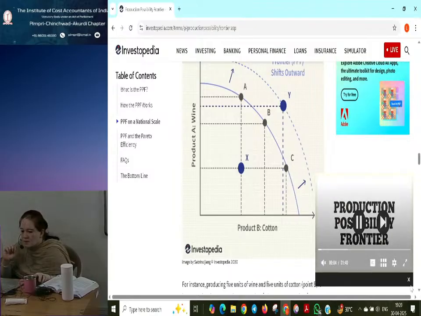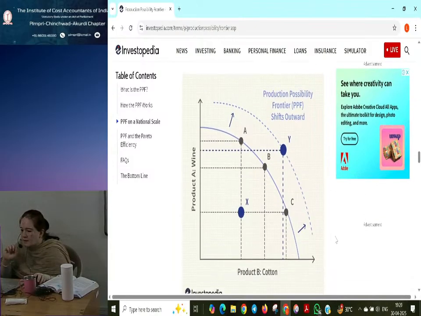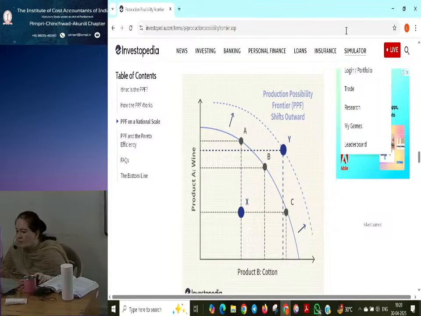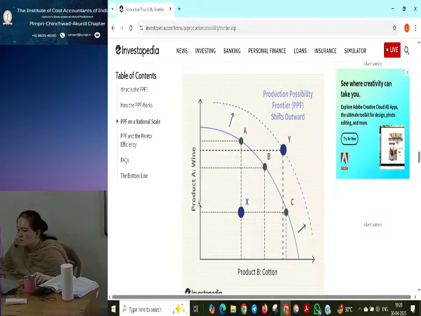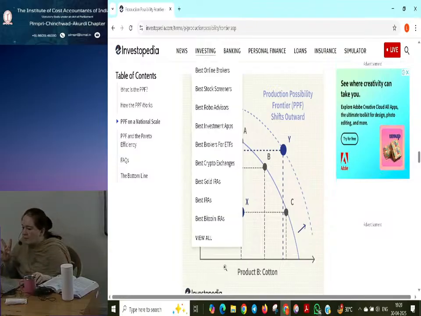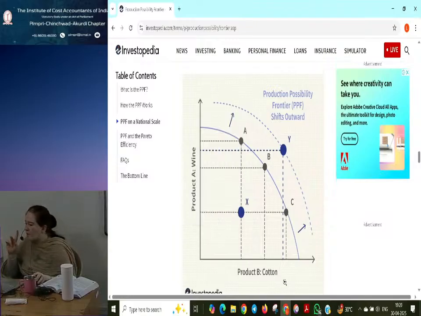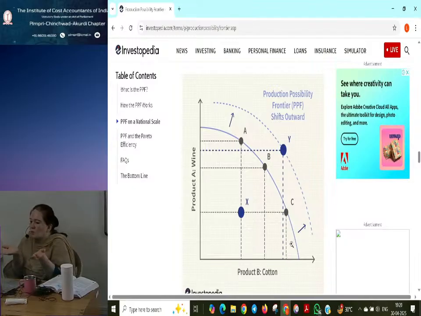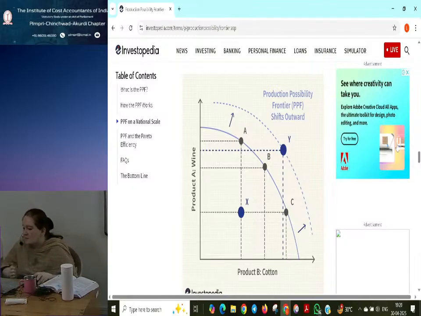So see, this is how it looks. This is the graph, okay. If you see, there are just two products. For example, the x-axis is showing product B, which is cotton. The y-axis is showing product A, wine. I don't know what cotton and wine have in common, but it's just an example.